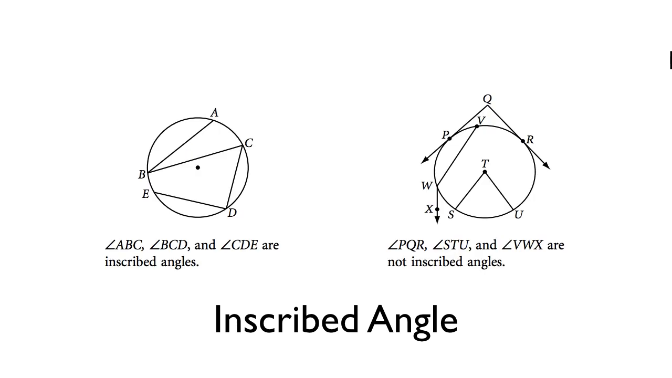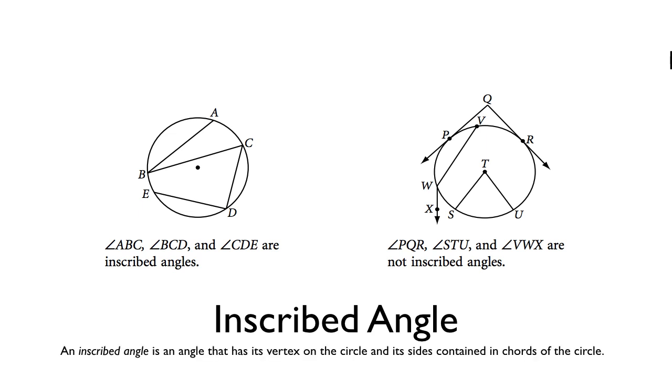Here we have some more examples. We've got ABC, BCD, and CDE are all inscribed angles. And then on the right-hand side, you'll see some examples that aren't. Push pause and convince yourself why they are not inscribed. The vertex ought to be on the circle.